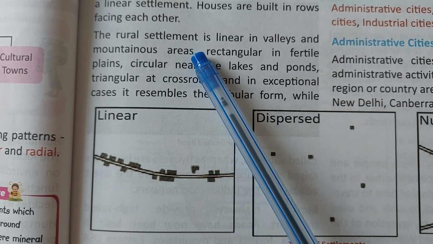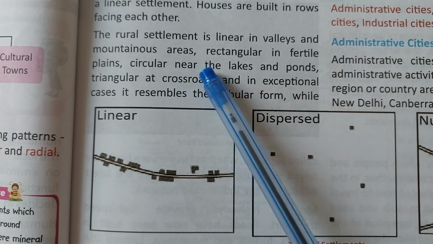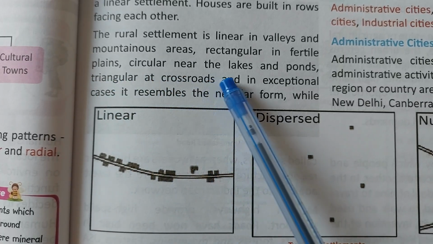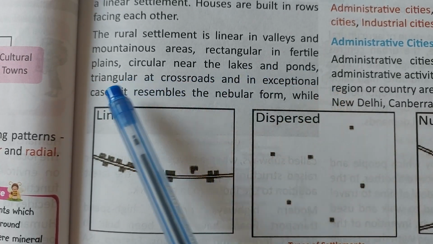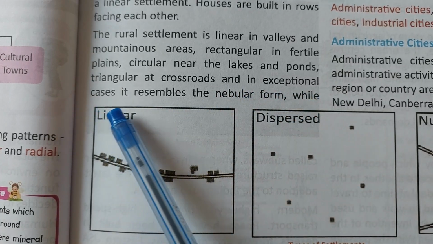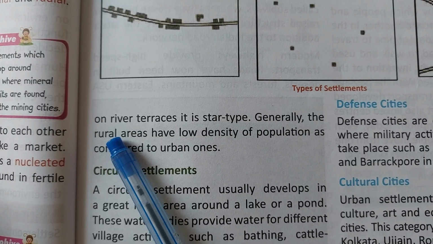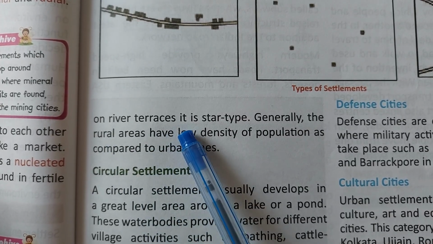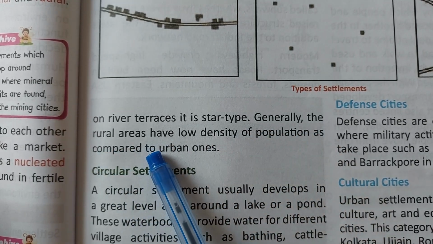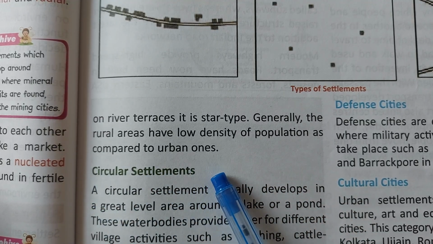The rural settlement is linear in valleys and mountainous areas, rectangular in fertile plains, circular near the lakes and ponds, triangular at crossroads, and in exceptional cases it resembles the nebular form, while on river terraces it is a star type. Generally, the rural areas have low density of population as compared to urban ones.